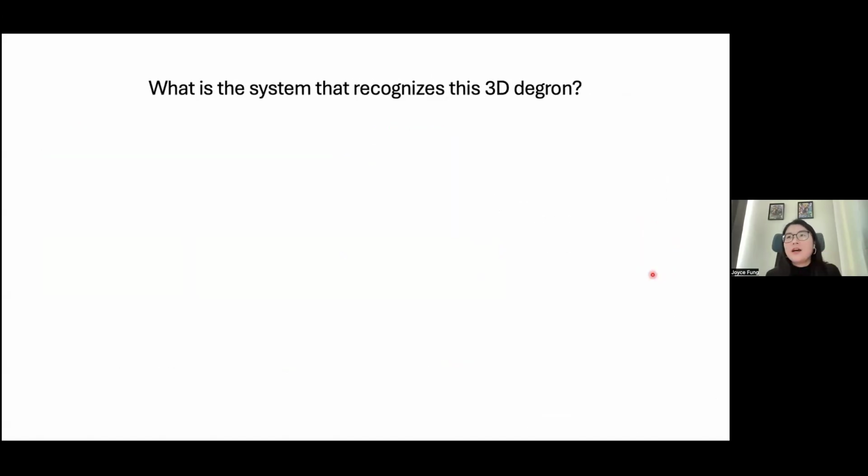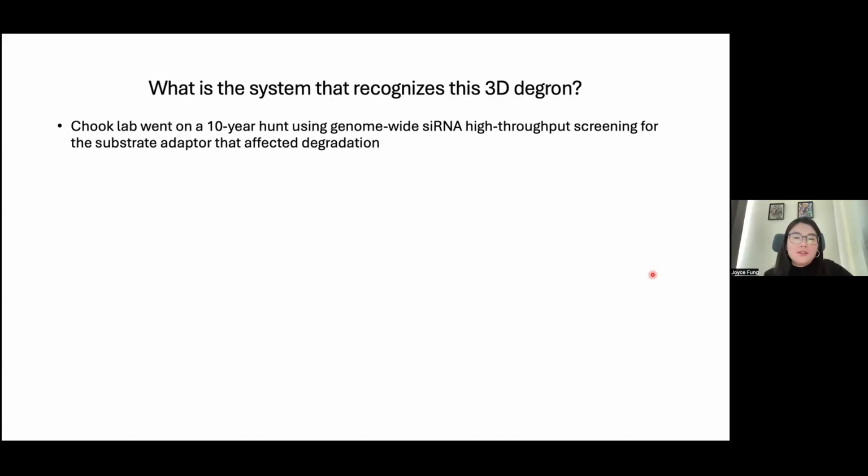So we know that from 2014, but we did not know what is recognizing that. So Tolga went on a 10-year hunt using a genome-wide siRNA high-throughput screening, and this was done in collaboration with the screening core. And his assay was looking for degradation. So the readout was the Expo1 levels.